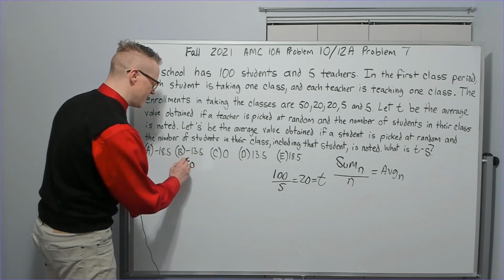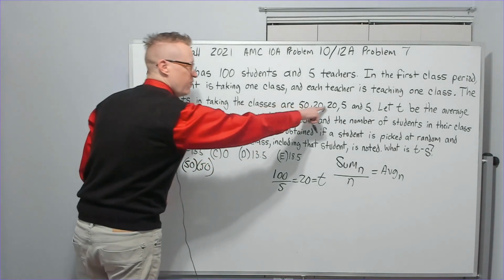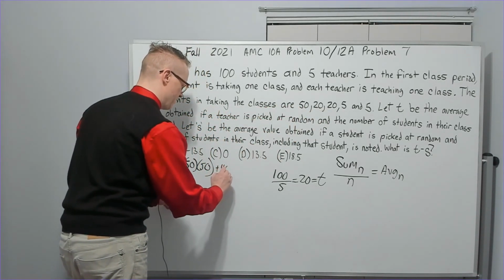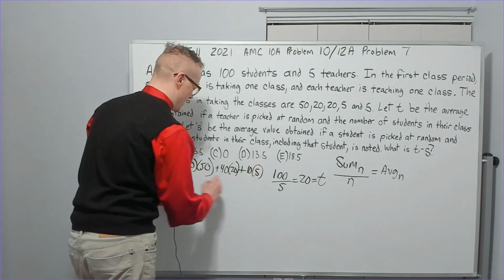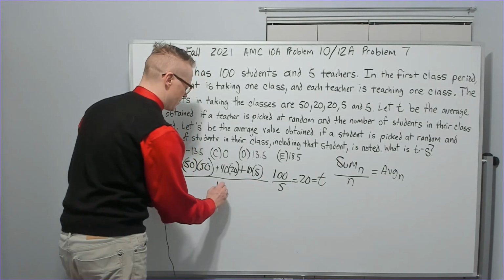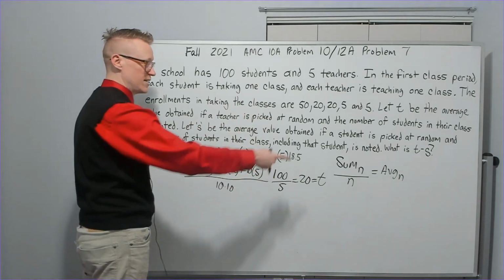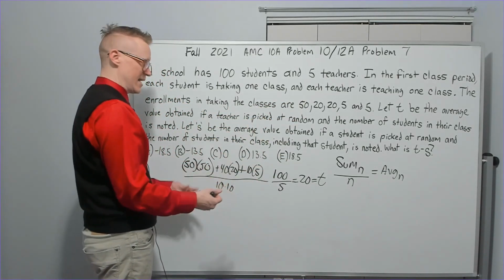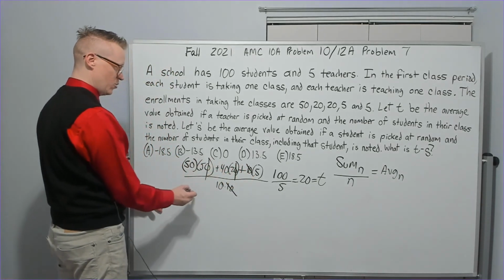So first I did this. I did 50 times 50. That's 50 entries of 50. There's going to be 40 entries of 20, and there's going to be 10 entries of 5. And then I'm going to divide that by 100, but I'm going to write that as 10 times 10. Why 100? Because there's 100 entries. Each student is an entry into the average. So this 10 will cancel that 10, one of these zeros and one of these zeros.